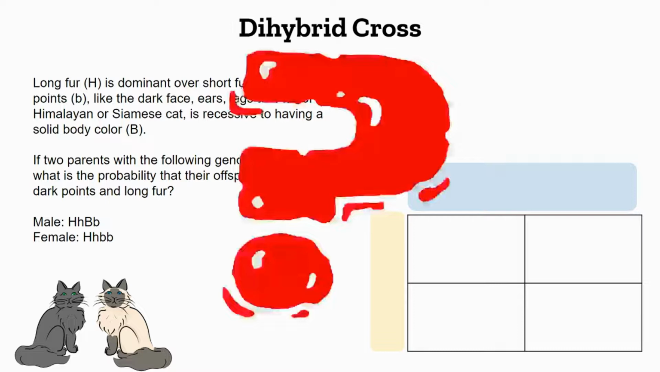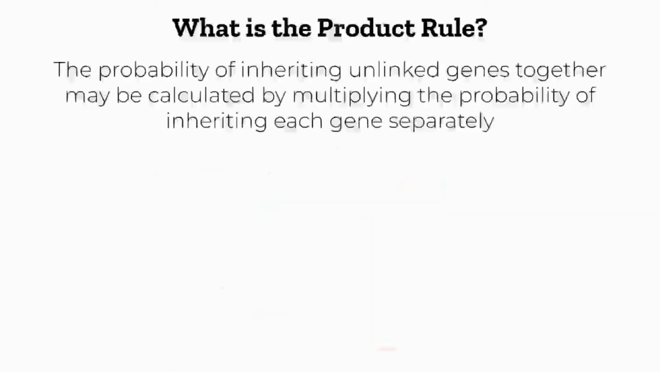What do we do? To solve these, we can use the product rule. The product rule states the probability of inheriting unlinked genes together may be calculated by multiplying the probability of inheriting each gene separately. One important thing to notice here is that the requirement is that the genes must be unlinked.